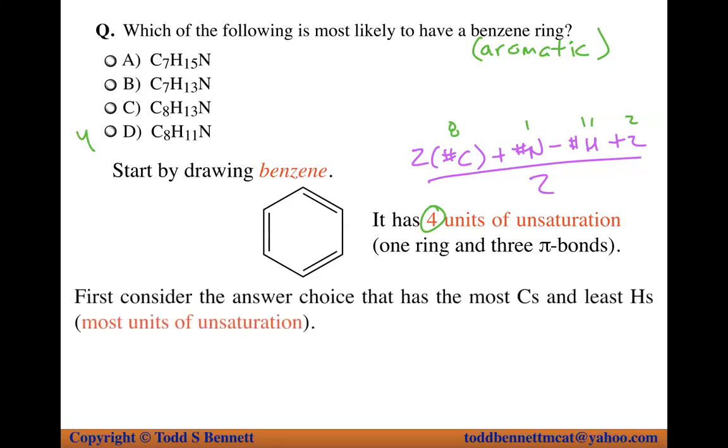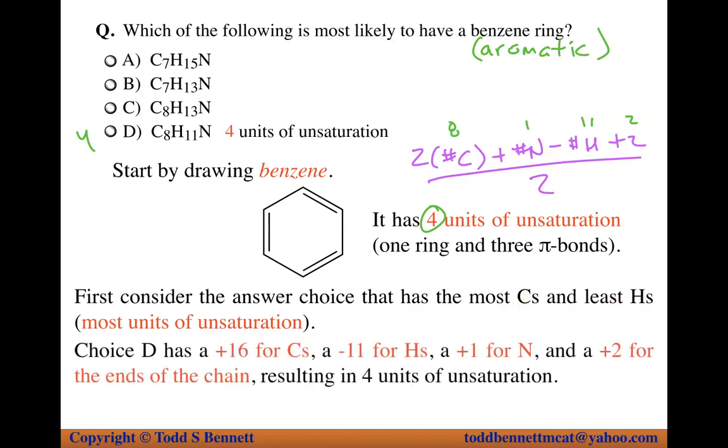So, first answer choice, first consider the C and H ratio like we did. Most units of saturation would be most C's and least H's, which we did, check. And we had a 16, 2 times 8, check. We had minus 11, check. We had a 1, check. We had 2 for the end of the chain. Divided by 2, we end up with 4. We did that. 4 units of saturation.